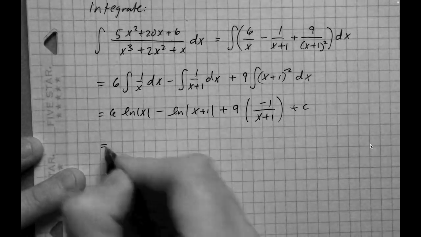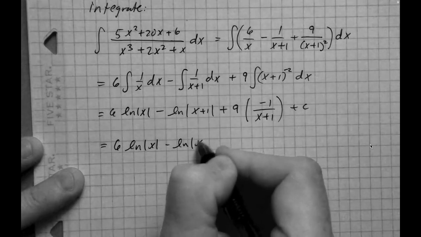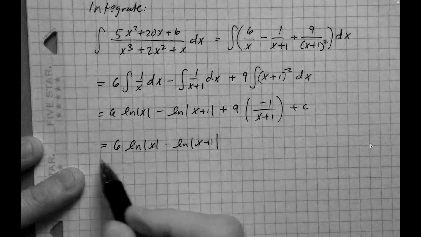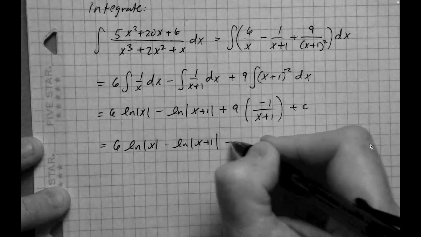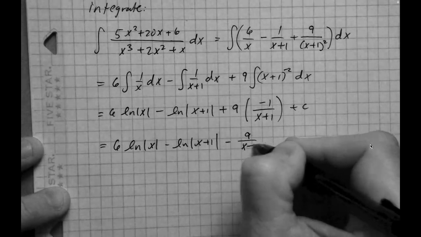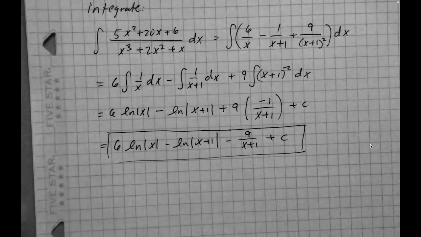Okay, and so in summation, this is what you get. 6 times the natural log of x minus the natural log of x plus 1 minus 9 over x plus 1 plus c. Okay, it looks like that. All right, very good.